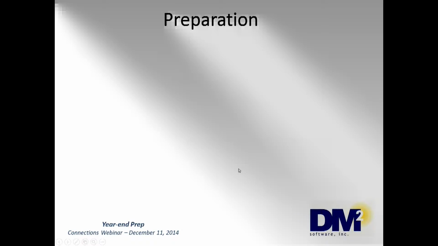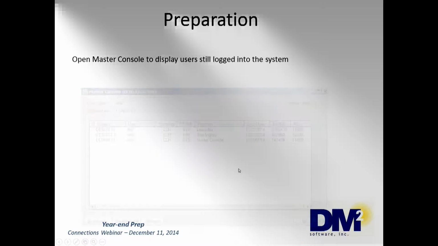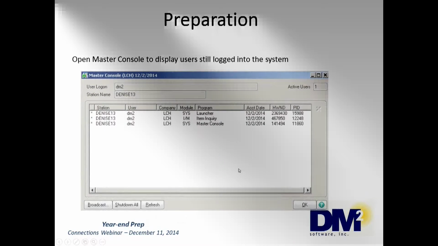So continuing with the preparation, you need to make sure that everyone is out of the system. And how do you do that? Well, the easiest way is to open up the Master Console to see who's logged into the system. Master Console is located in the Library Master, or you can go to File and see it. You can go to Library Master and access it, or there's an icon at the top of your desktop that allows you to access Master Console.